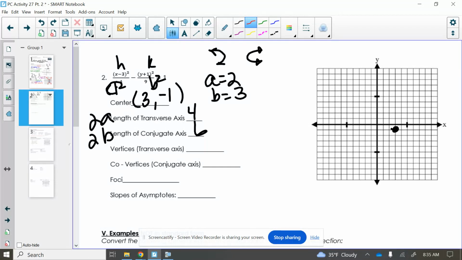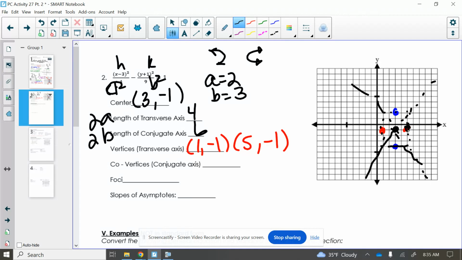So parameter a, again, is underneath the x's, so we're going to the right 2 and to the left 2, so that we are at 1, -1, and 5, -1. And then the co-vertices are going up and down, in this case, 1, 2, 3, 1, 2, 3. And again, to actually graph this, we're going to connect the dots of the box. Asymptotes go through the diagonals, and then we start at each of those 2 vertices and go along those asymptotes so we can see exactly how wide it is opening.